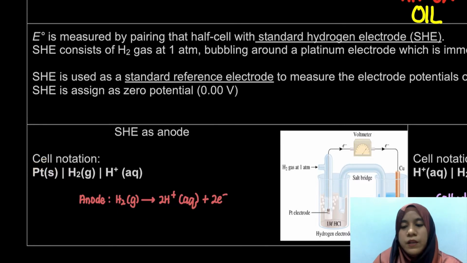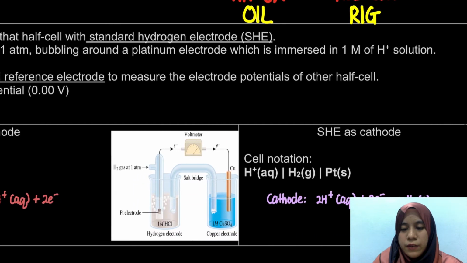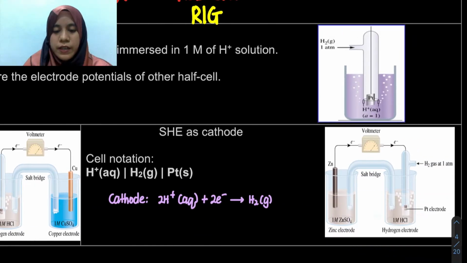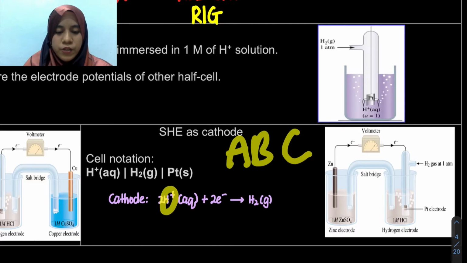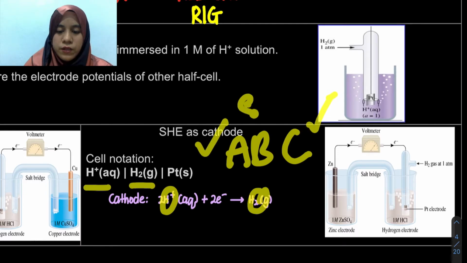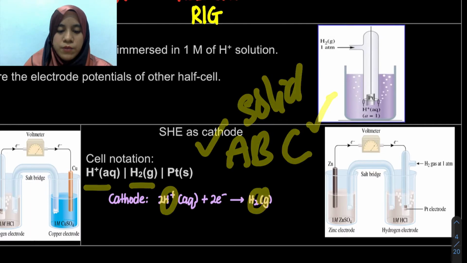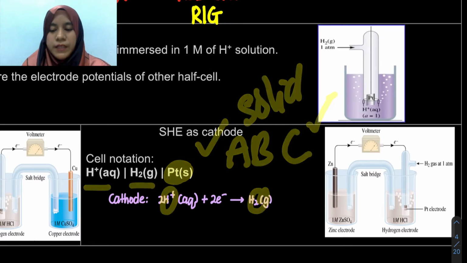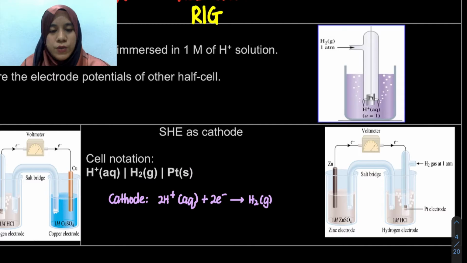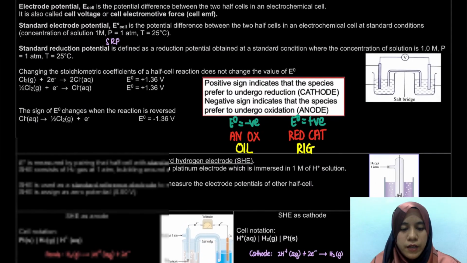When SHE is a cathode, again A, B, C. So again, here will be the same pattern, but then the H+ will become H2 gas. And because again the cell notation starts and ends with a solid, the end must be a solid, which is our platinum solid. So that is for the explanation.